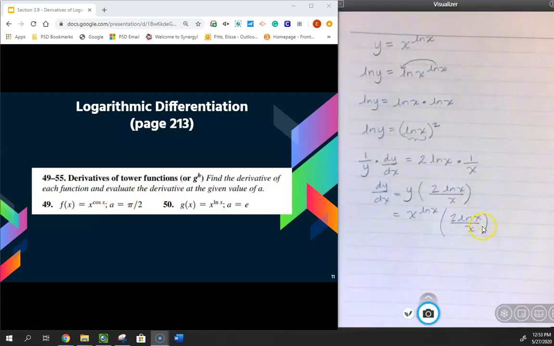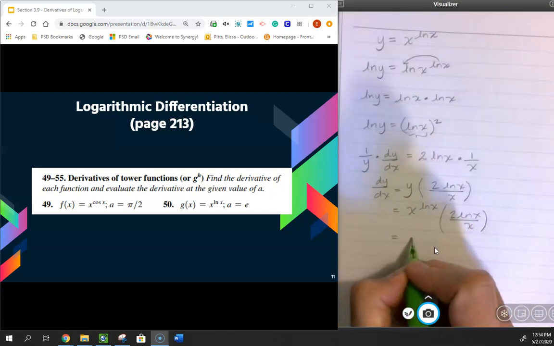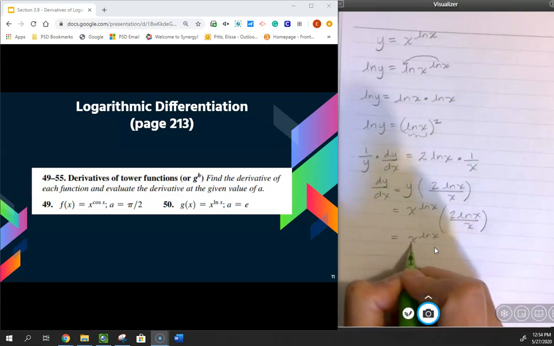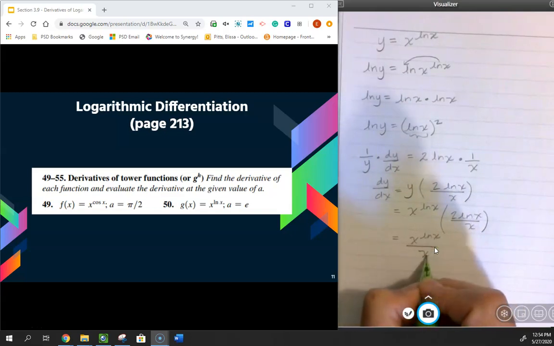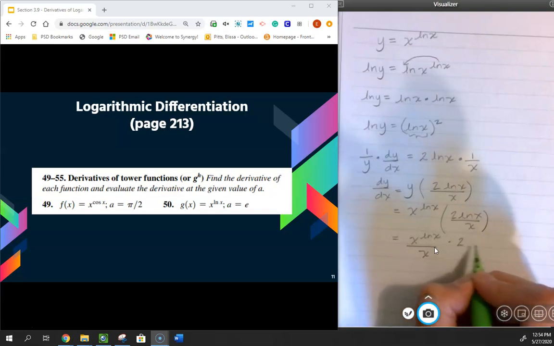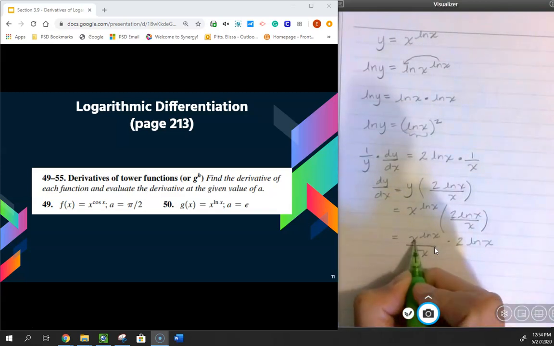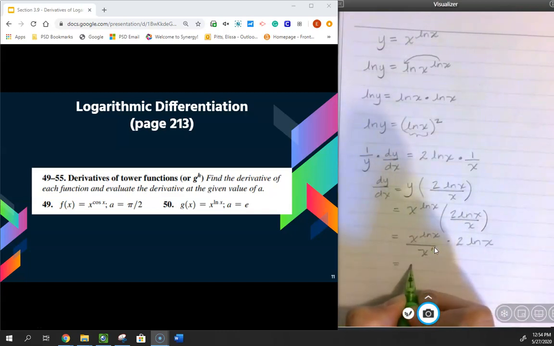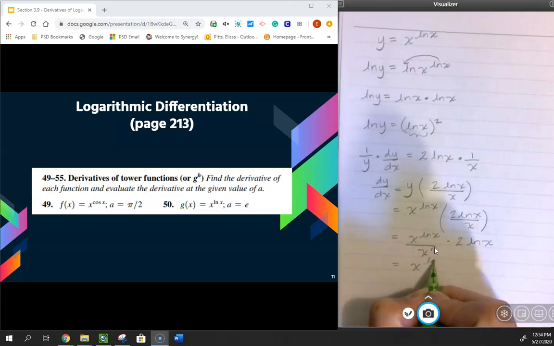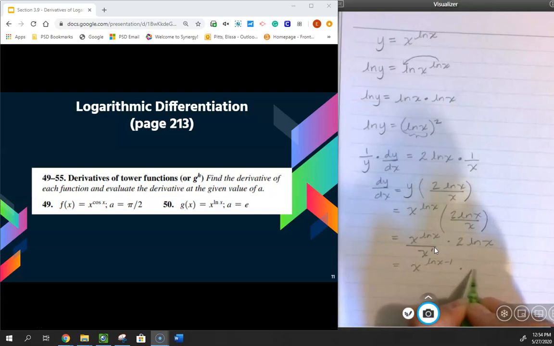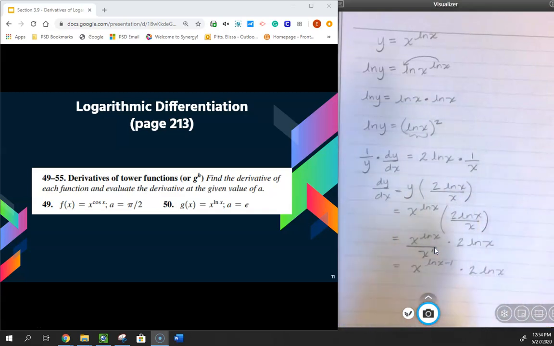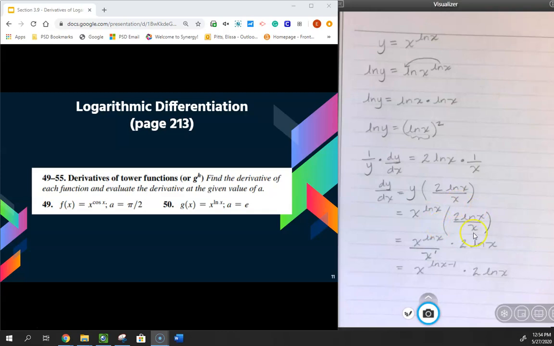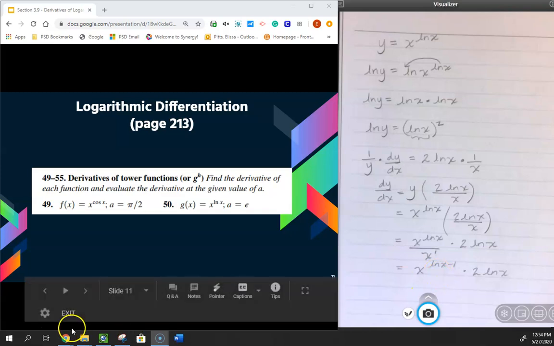And at this point, I would probably leave it like this. I think your book takes one more step, well, kind of two more steps. They put this x to the natural log of x over x times 2 natural log of x. When I have the same base, this is like x to the first, when I'm dividing, I can subtract those exponents. So your book might write this as x to the natural log of x minus 1 times 2 natural log of x. I tend to leave it like this. I don't think that this is all that simpler than the way that I have it.